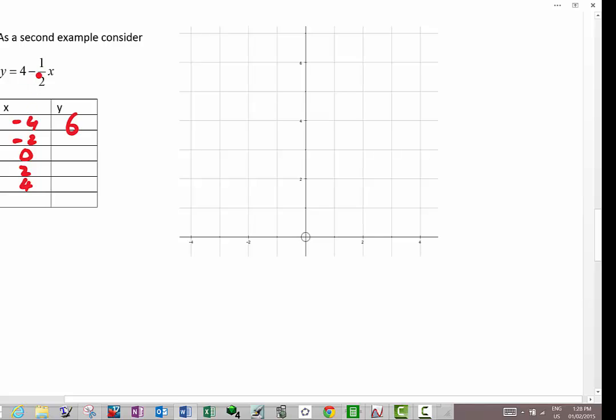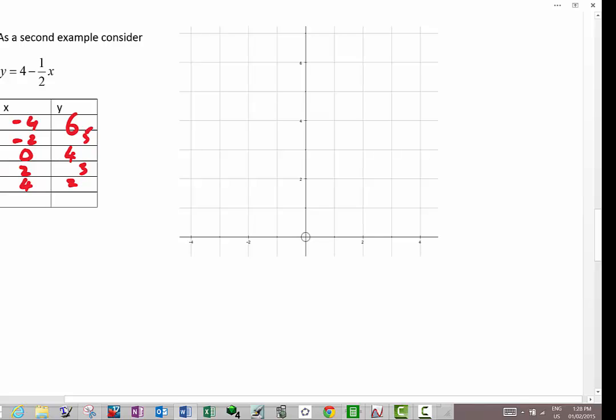When x is minus 2, half of minus 2 is minus 1. So we have y equals 4 subtract minus 1, which is 5. When x is 0, we have 4 minus 0. When x is 2, we have 4 minus a half of 2, which is 1. 4 minus 1 is 3. And when x is 4, 4 minus a half of 4 is 4 minus 2, which is 2.